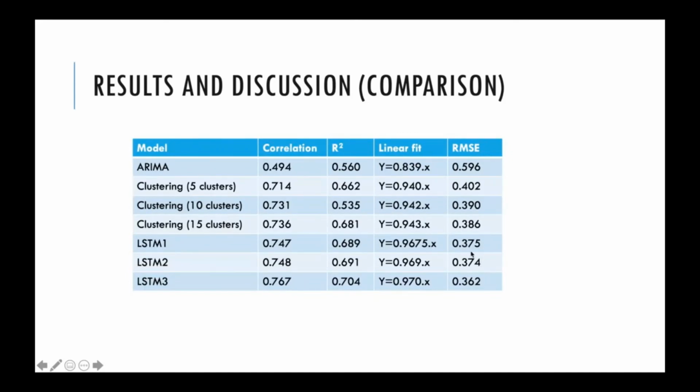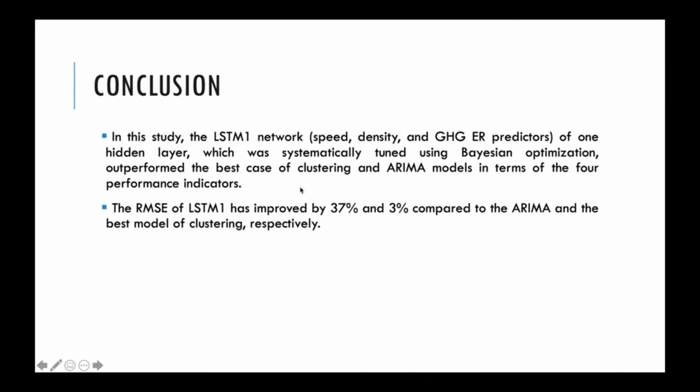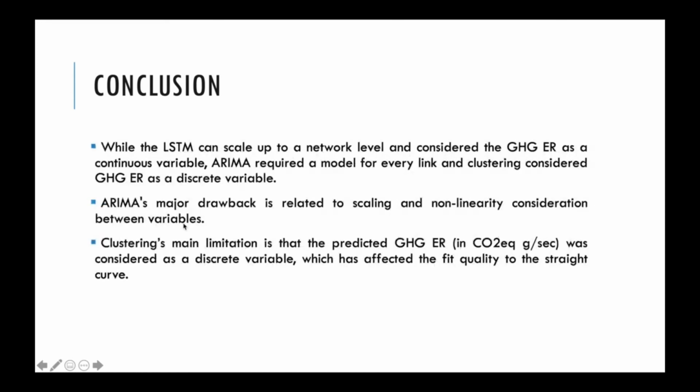When we incorporated the in-link characteristic, which is speed, there was a slight improvement. Increasing the depth of the LSTM also was associated with a slight enhancement. In conclusion, LSTM has outperformed both ARIMA and clustering. More specifically, the root mean squared error of the LSTM that was used for comparison has been improved by 37% and 3% compared to ARIMA and the best case of clustering.